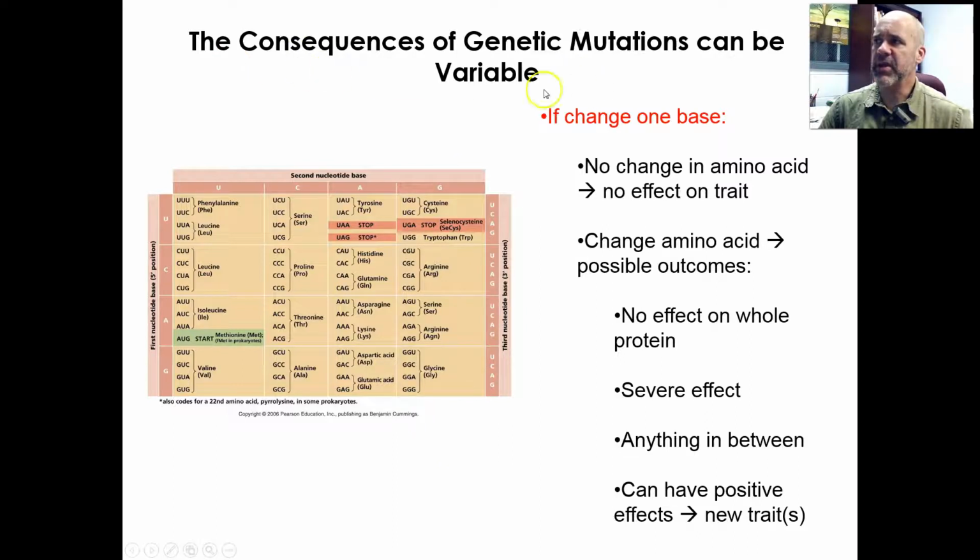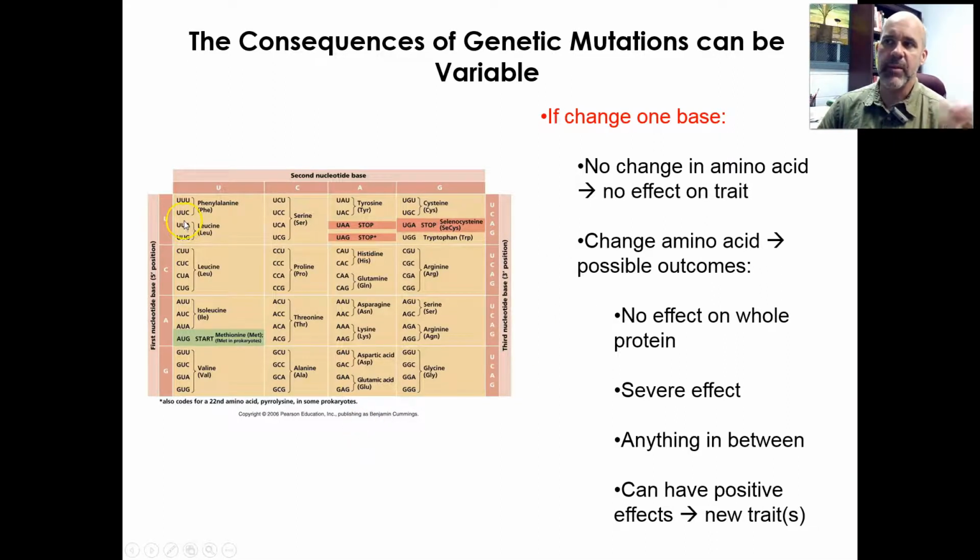And again, I already mentioned this. Look at your codon table over here. Just because you change a base on the DNA, that change is going to get carried over to the messenger RNA. But then when you do the translation and make the protein, you've got to look at your codon table and see whether anything was actually altered.